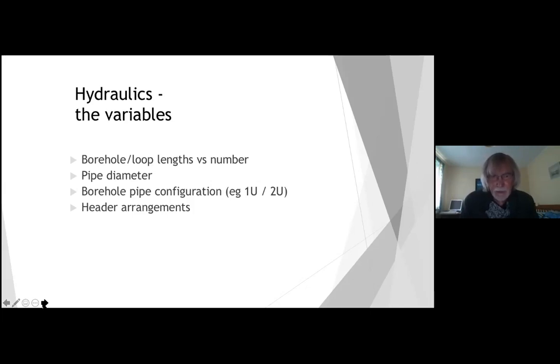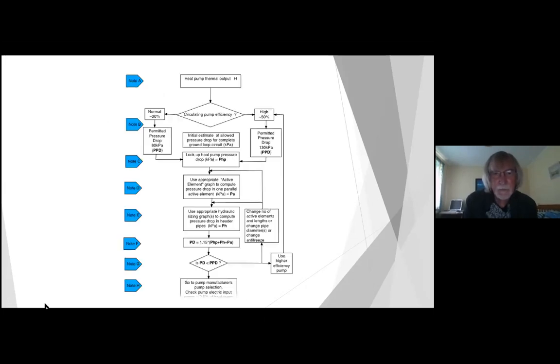So you've now got the opportunity to play. You could play with configurations such as single or double U-tubes, and you've got all the header arrangements to play with. So size of pipe, you know how far you're going to run from your borehole field, your array field back to the heat pump, but what diameter configuration are you going to use for the headers? I won't go into this in too much depth. In the MCS document, there are 3 spreadsheet flow charts that give you the basics of how you go through this exercise.